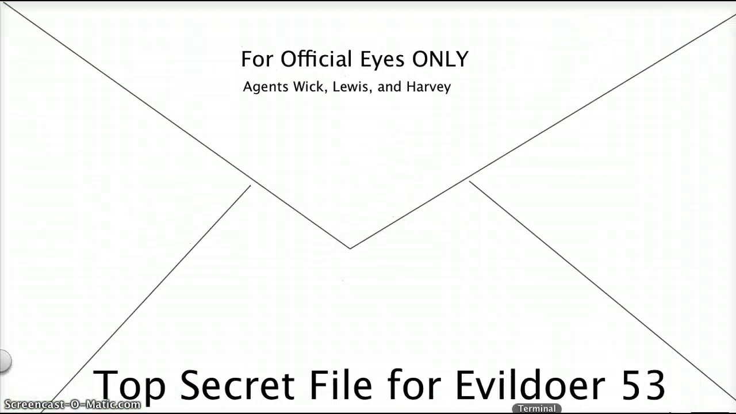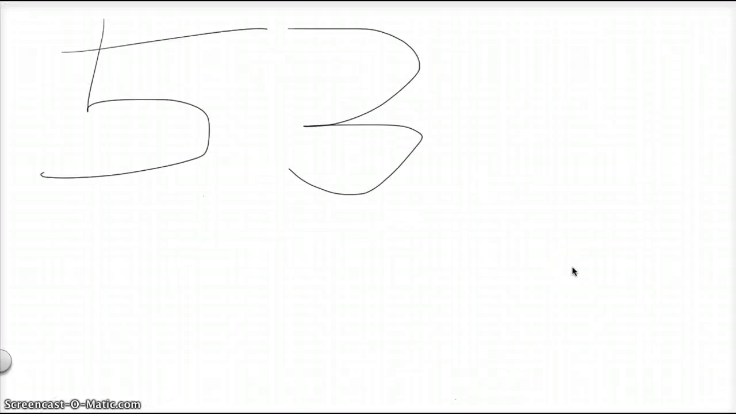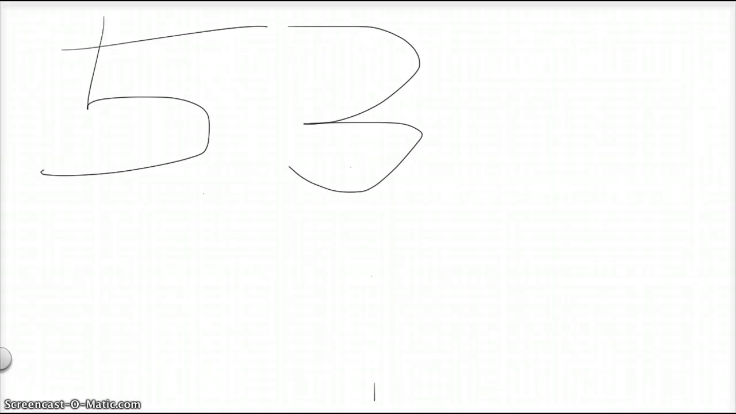Incoming transmission from Field Professor Jerome. I, Agent Jerome, have been researching Evildoer 53. Important discovery has found out that 53 was up to no good with his usual game.